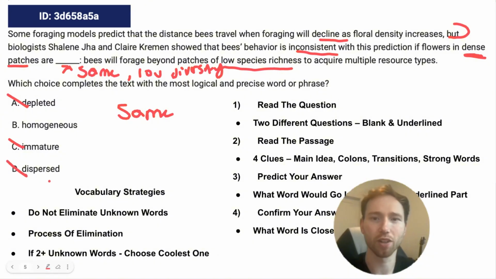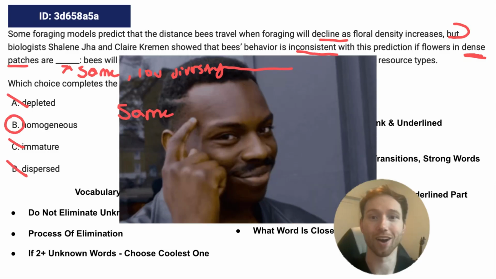So through process of elimination, we can choose B as the correct answer. In addition, homogeneous literally means same or low diversity. So it actually matches our prediction very, very well. And B will be the correct answer of this question. So use those strategies, work smarter, not harder.